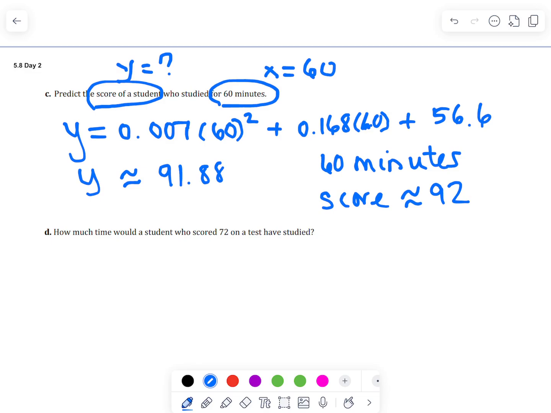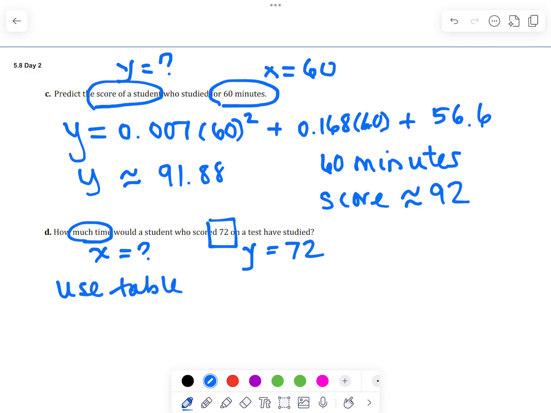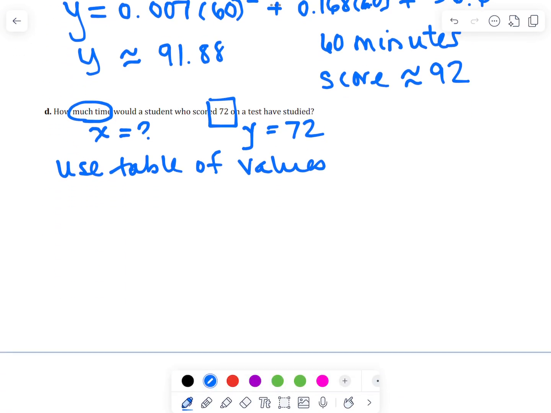The next part says, how much time would a student need to study to get a score of 72? So that's our Y, and we're trying to find out how much time, which will be our X. So this is our unknown. So our Y is 72. So what we want to do is we want to use our table of values and approximate.